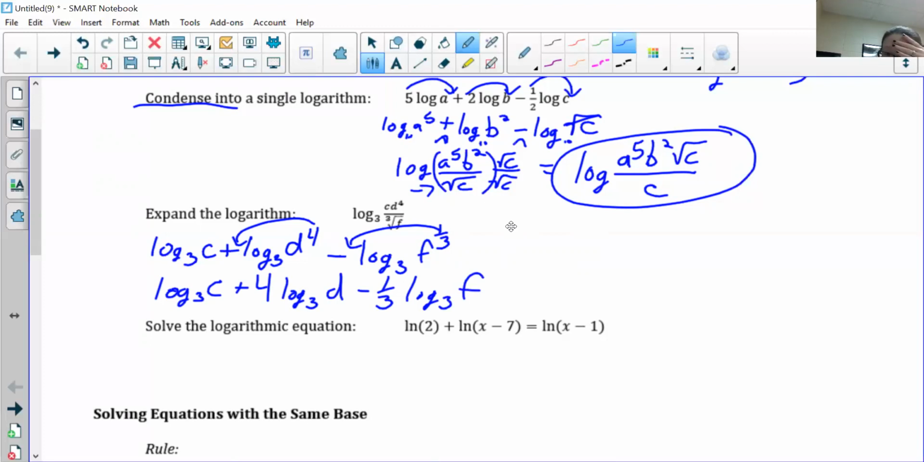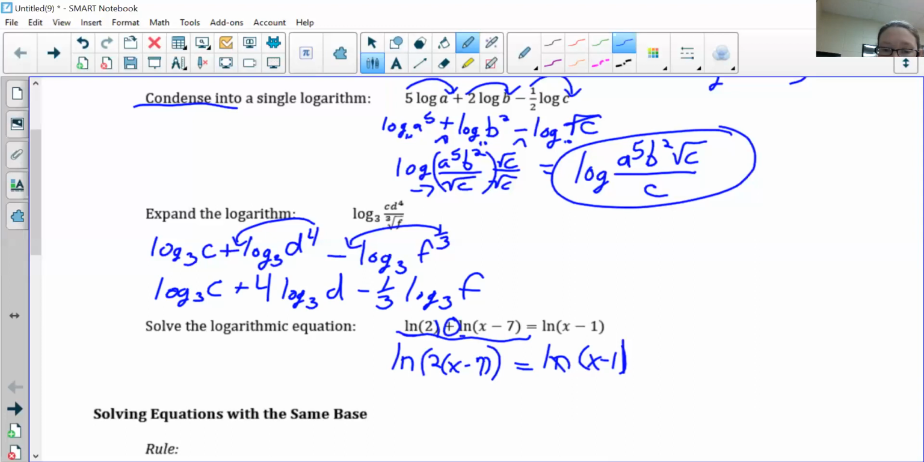All right, next, solve the logarithmic equation. Remember, when we're solving, we can only have one log or one natural log on each side of the equal sign. So I need to condense this left side here. So the first thing I do is make sure that I can condense it. Let's make sure they're the same base. Indeed, they are. They're both natural logs. So then we multiply the stuff together because this is addition. So this becomes the natural log, let me actually write that properly, ln, instead of writing an h, of 2 times x minus 7 equals the natural log of x minus 1.